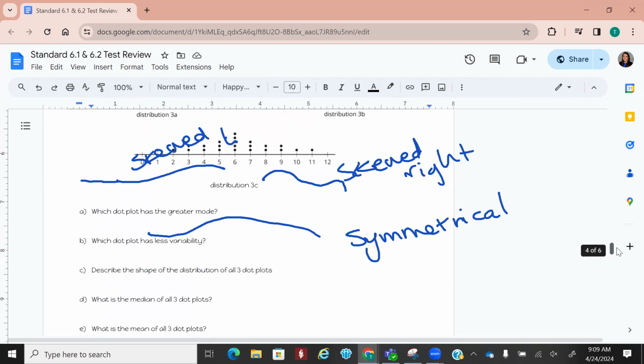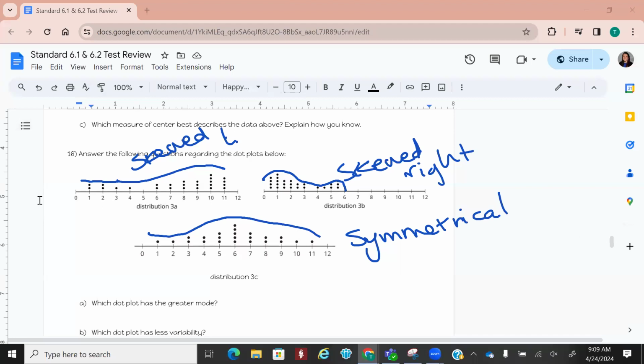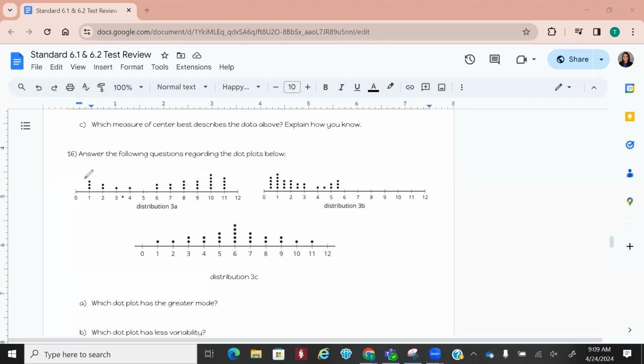On part D, it says, what is the median of all 3 dot plots? So you're going to find the middle number. When you have a dot plot, it's kind of easy to find the median that way. You just cross off from this side, cross off from this side, and keep going back and forth until you get to the middle. So that's 8 for the median for the first one, 6 for the next, for C, and 2 for that last one.